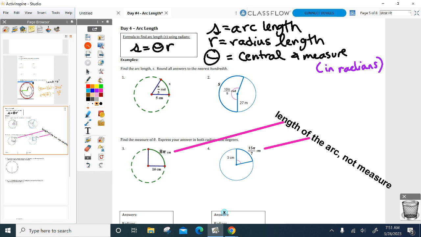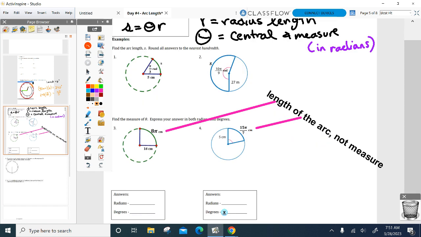So that's the third formula I'm going to provide today. If the angle's in radians, I can use this formula. All right, here we go. Ready?